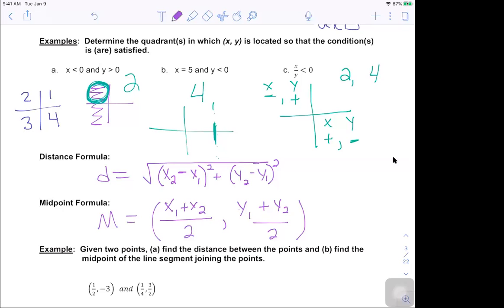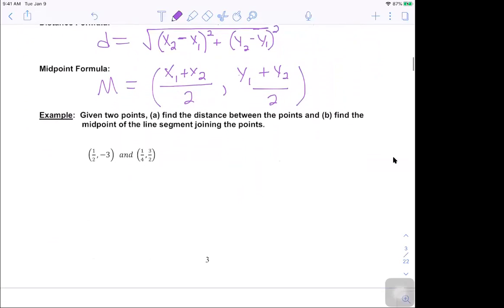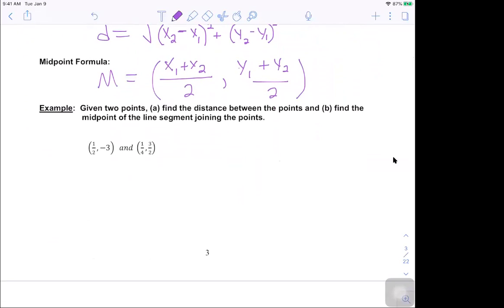So this last example here, we have 2 points. It wants us to find the distance between the points and to find the midpoint of the line segment joining the points. So if I want to find the distance, this is like a plug and chug. So we're taking our x values, and again, it doesn't matter which one you start with, but you have to be consistent. So x1, x2, y1, y2.